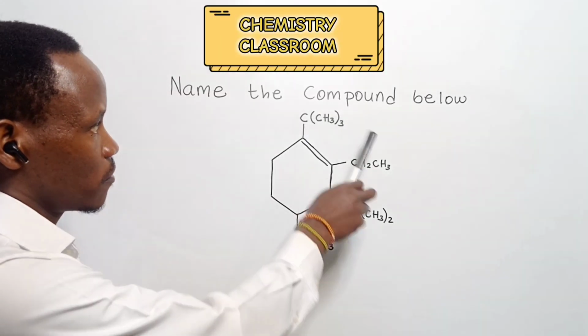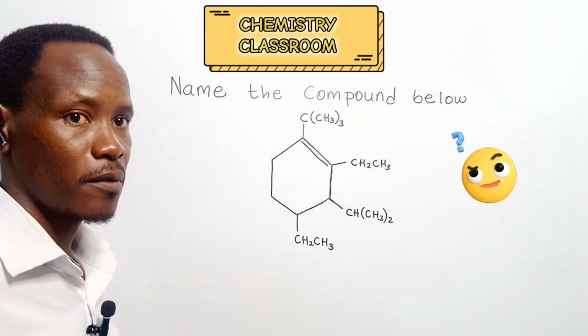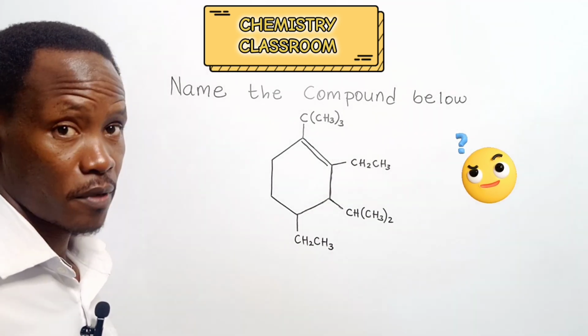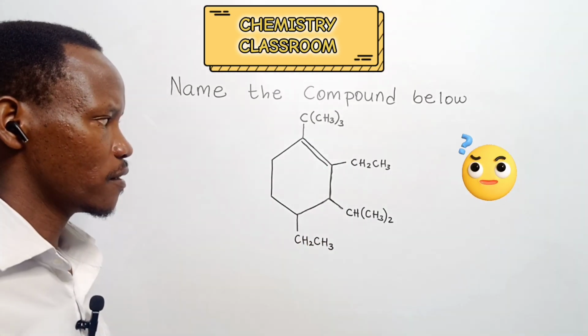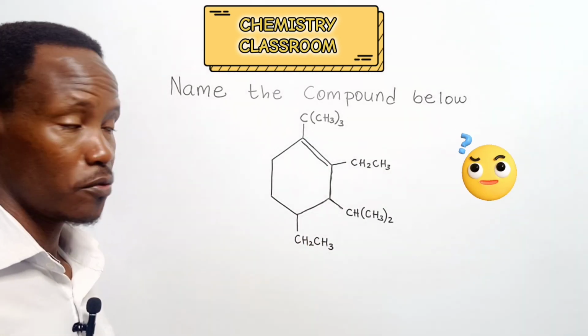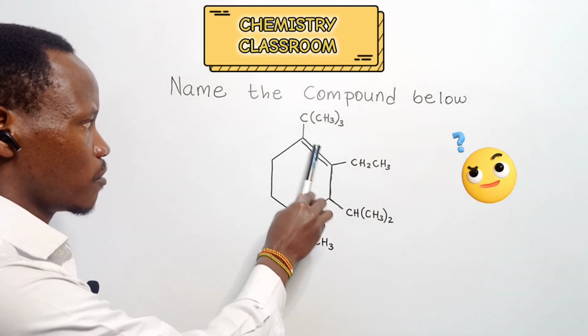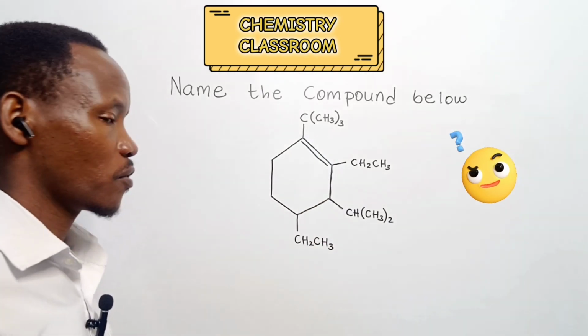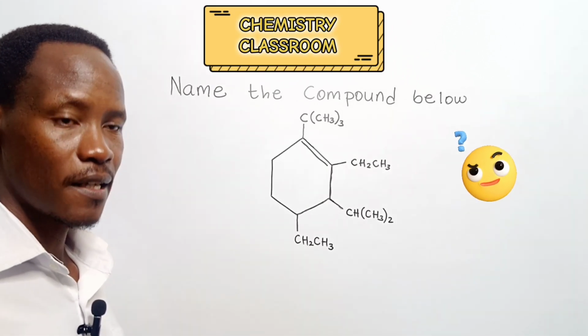Before us, we have a compound that we are supposed to name. And whenever we are naming organic compounds, we must follow guidelines from IUPAC. First and foremost, let us analyze the given compound and see if there are any outstanding functional groups. Well, there is an outstanding functional group, and that is the carbon-carbon double bond. So we can tell that our compound is an alkene.